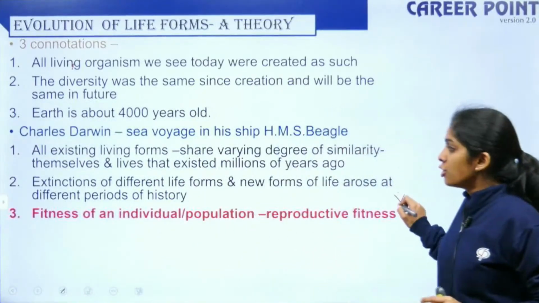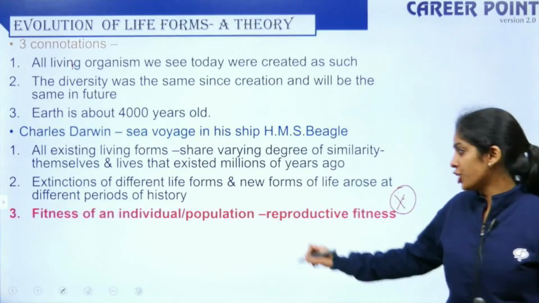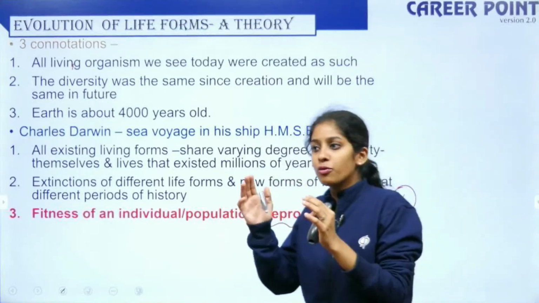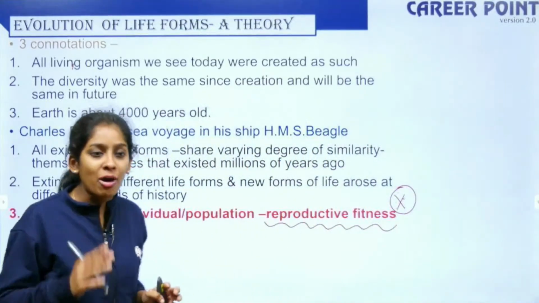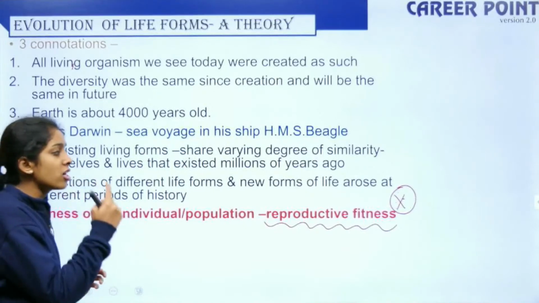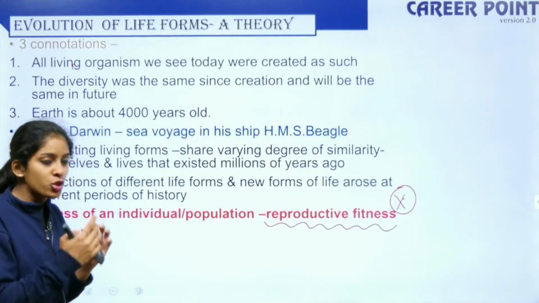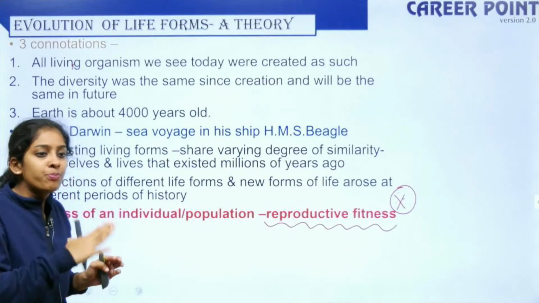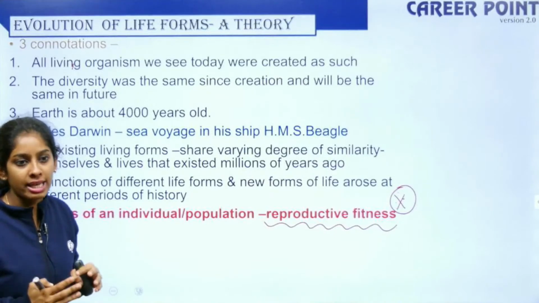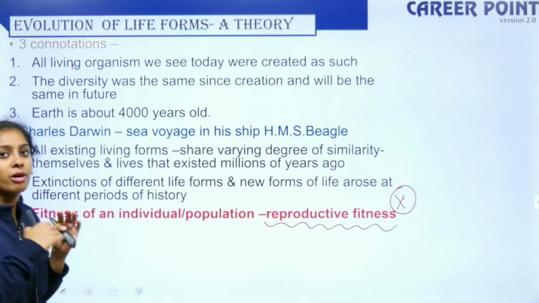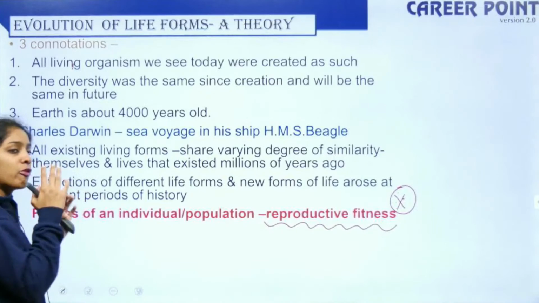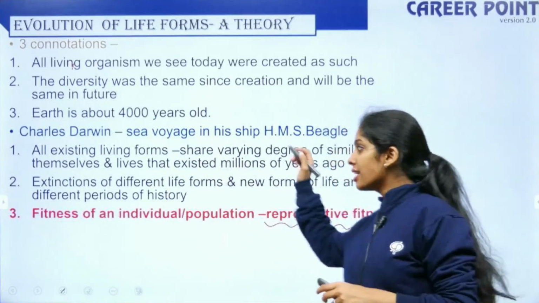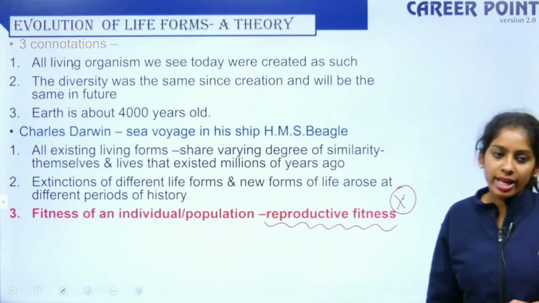So what was it? The fitness of an individual or population talks about reproductive fitness. If a group of organisms is fit enough, how do you say? It talks about reproductive fitness. For example, if an organism is genetically affected, then its progeny will also be genetically affected. So you cannot say the progeny is healthy, right? So the fitness of a population or an individual talks about reproductive fitness. These are the 3 conclusions that Charles Darwin gave us.